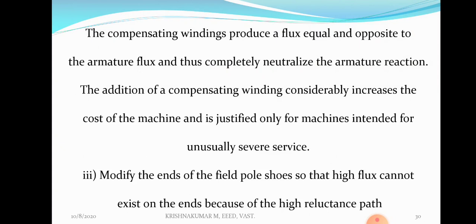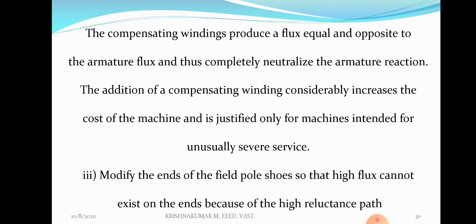The increase in flux density at pole tip B is less than the decrease in flux density at A. That means the resultant flux decreases. This effect is known as the demagnetizing effect. We discussed all those things in the last class. So by modifying the shape of the ends of the poles, we can reduce this effect. We can reduce this unequal flux distribution by providing a high reluctance path, and we can avoid this effect to a certain extent. Because of this unequal flux distribution, the demagnetizing effect and cross-magnetizing effect take place.